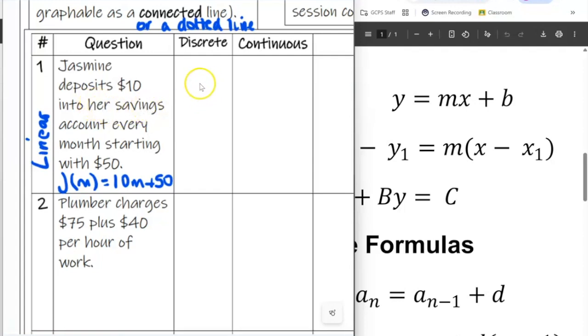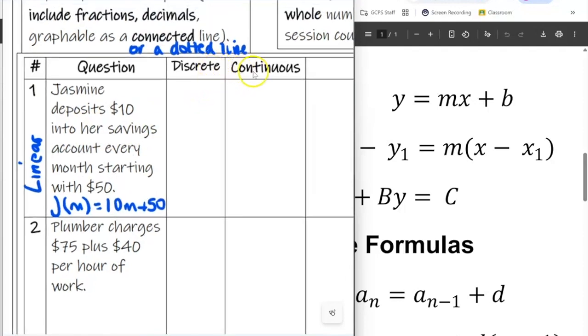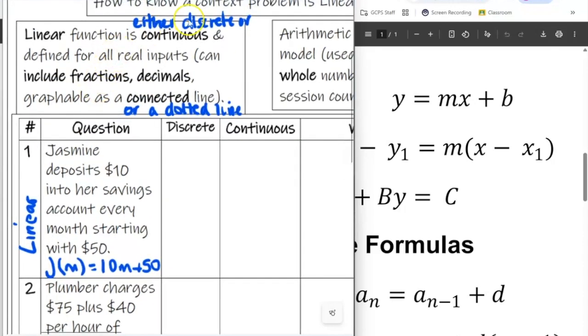Now what we're going to focus on is what we've learned. Is it discrete or continuous? So remember, a linear function can either be discrete or continuous. So all I need to know is basically, can I have fractions, decimals, or is it just any number? Okay, so if it's discrete, no fractions. If it's continuous, everything.